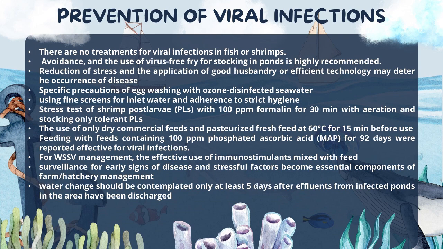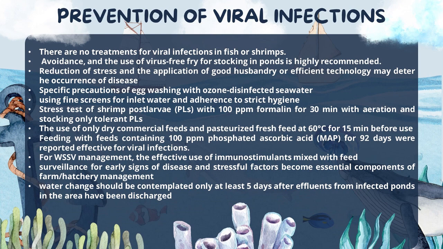Other prevention and control techniques are using specific precautions of egg washing with ozone disinfected seawater, using fine screens for inlet water and adherence to strict hygiene, stress test of shrimp post-larvae with 100 parts per million formalin for 30 minutes with aeration and stocking only tolerant post-larvae, the use of only dry commercial feeds and pasteurized fresh feed at 60 degrees Celsius for 15 minutes before use. Feeding with feeds containing 100 parts per million phosphated ascorbic acid for 92 days was reported effective for viral infections.